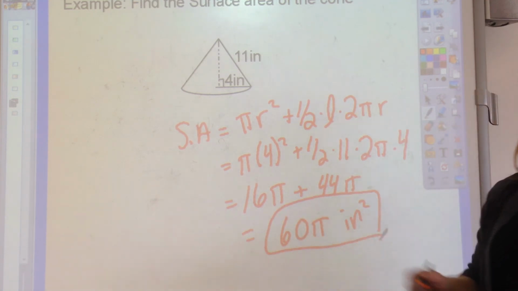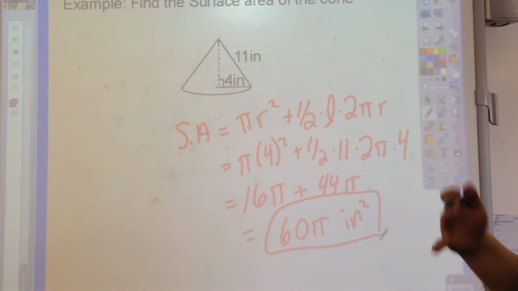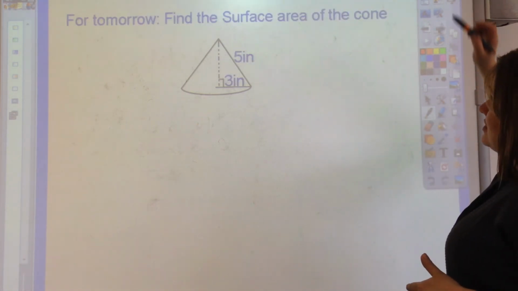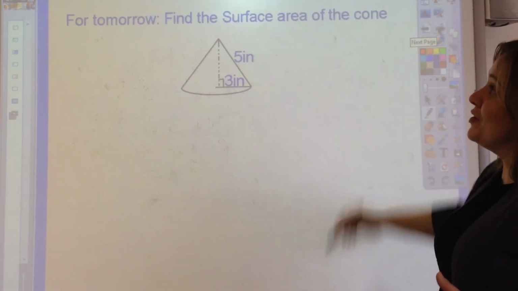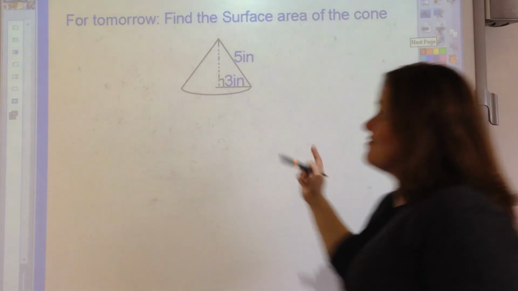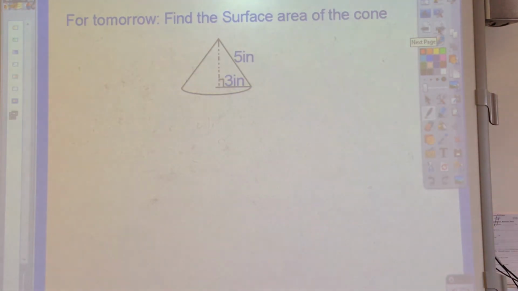Now this is a great intro for what we're going to be doing a lot of in the next 2 days. So for practice for tomorrow, I'd like you to find the surface area of this cone, and I will see you tomorrow.